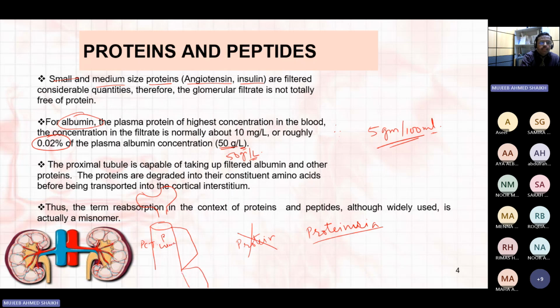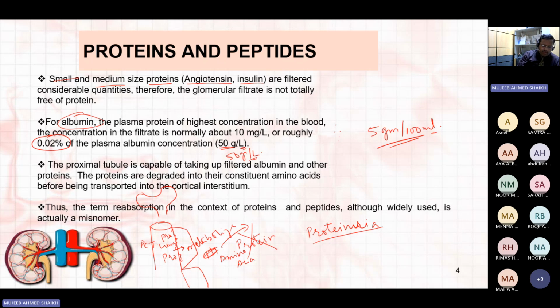In the lumen, a very little amount of protein is coming. It will be taken from the luminal border into the epithelial cells, and it will be degraded, or you can say metabolized, or chopped into smaller pieces. Suppose this is a protein, it will be chopped into smaller pieces of amino acids. It will become amino acids, and then they will join the blood.